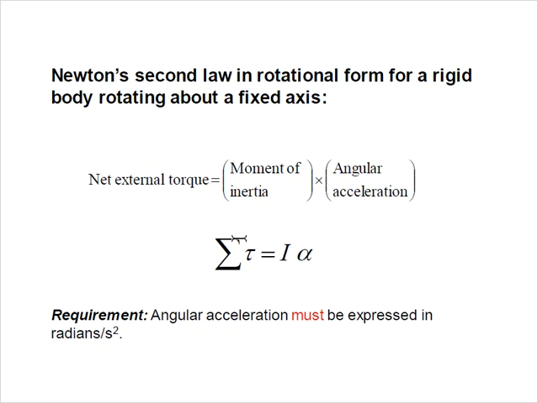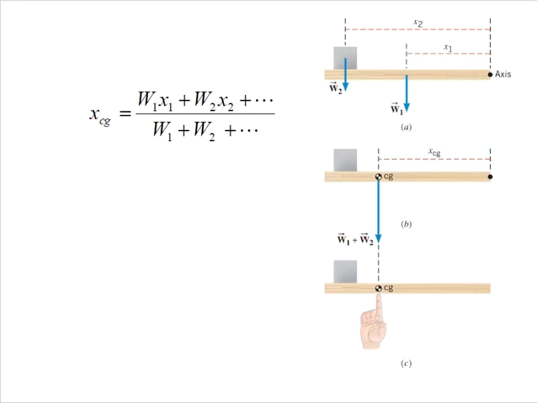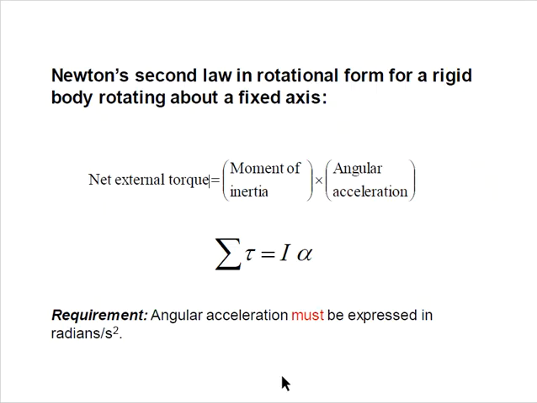In other words, the sum over all of the torques. If we go back here, in this case, we have two different torques. We have a torque due to weight 1 and a torque due to weight 2. The sum over all the torques is equal to the moment of inertia times the angular acceleration. Now, if you're just missing one of these quantities, you can do a little algebra and solve.